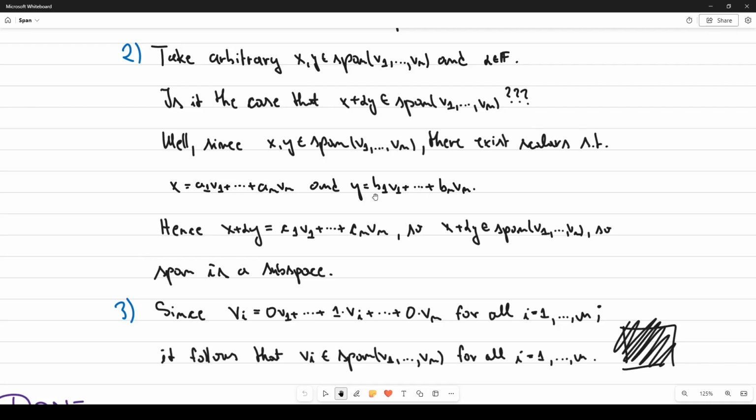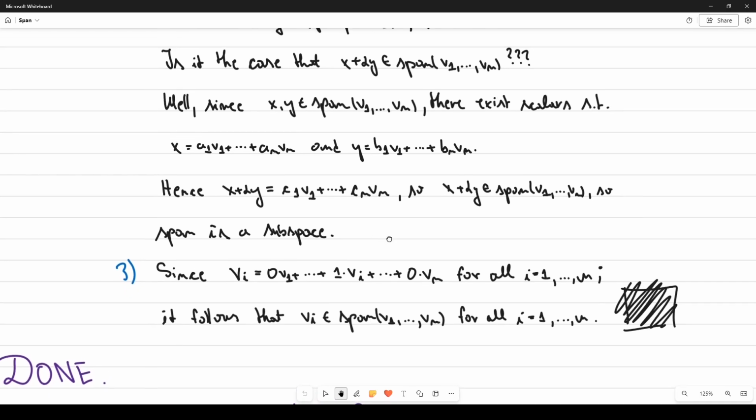When I multiply all of the elements over here with alpha, and add up the corresponding elements, grouping all the terms with v1, v2, and so on, I will get that x plus alpha times y is just some c1 times v1 plus all the way to cn times vn. So it's just another linear combination of vectors. Well, that means that by the definition of span, it is also an element of span. So we have shown that. From this, it follows that span is a subspace.